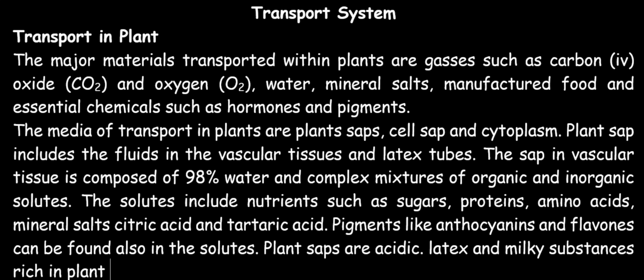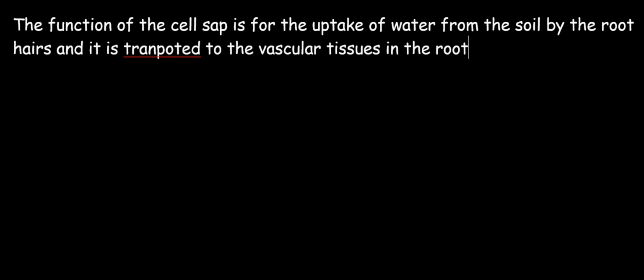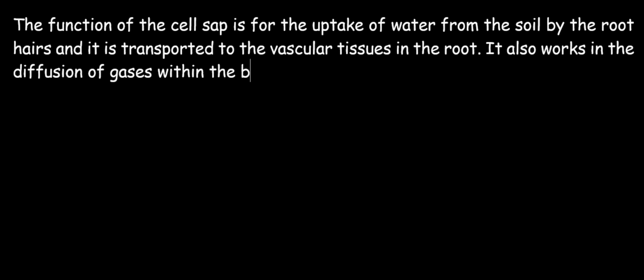What is the function of the cell sap? The function of the cell sap is for the uptake of water from the soil by the root hairs, and it is transported to the vascular tissue in the roots. The cell sap also works in the diffusion of gases within the plant body.